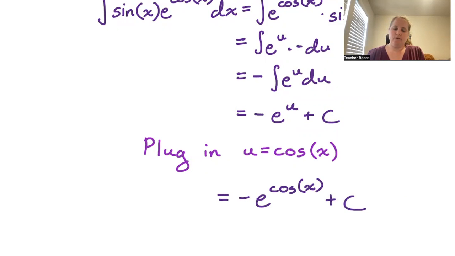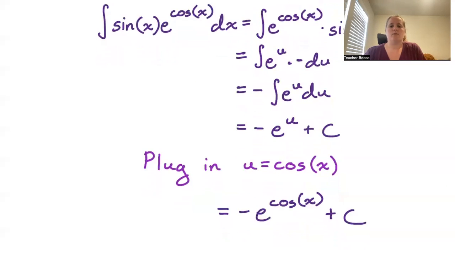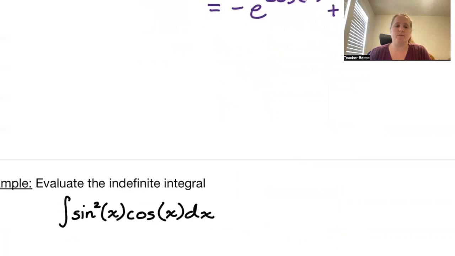So again, here we had a composition. It was a convenient composition. We knew the outside function was a known derivative. We did have du just more or less fall out perfectly. And so this integral was relatively straightforward once we substituted in our u.